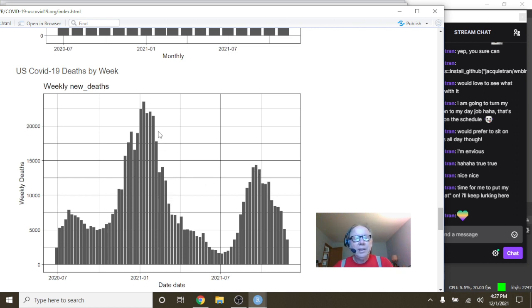Okay, so what you can see here is this long declining pattern in COVID-19 deaths during the spring and summer. Then the big fall rebound, and I wonder how much of this is followed by another declining pattern.